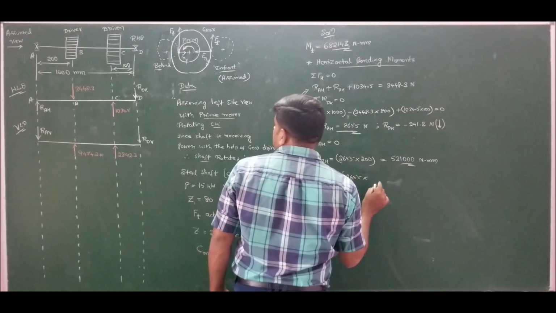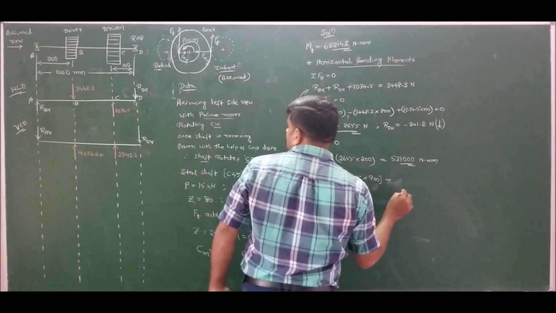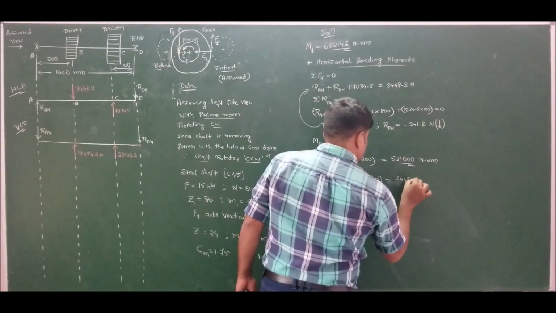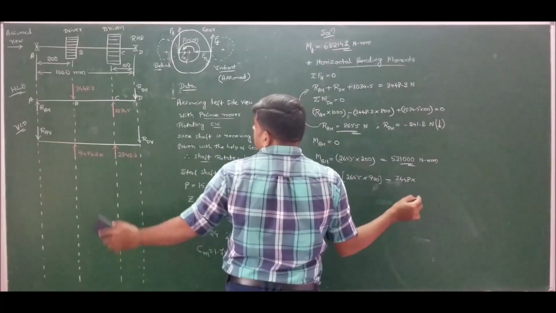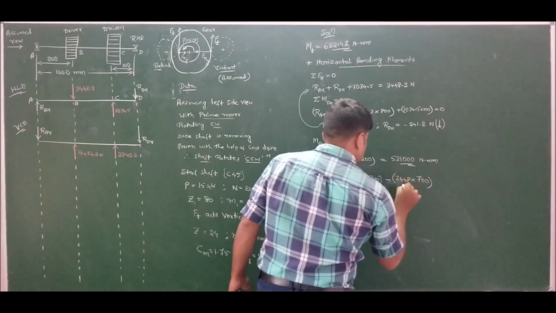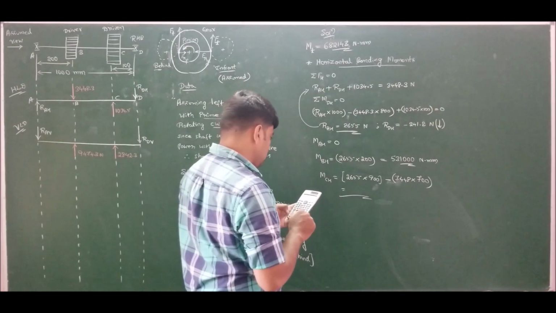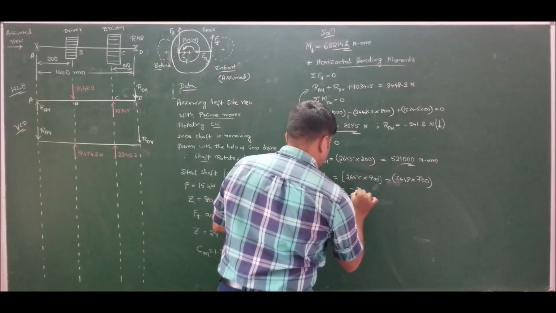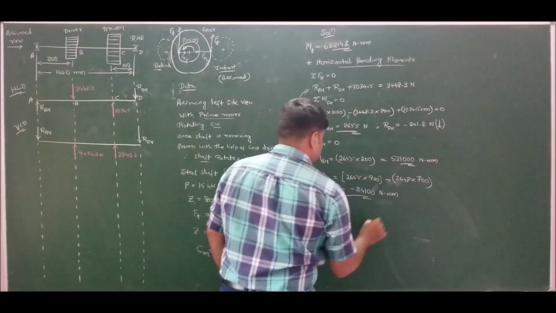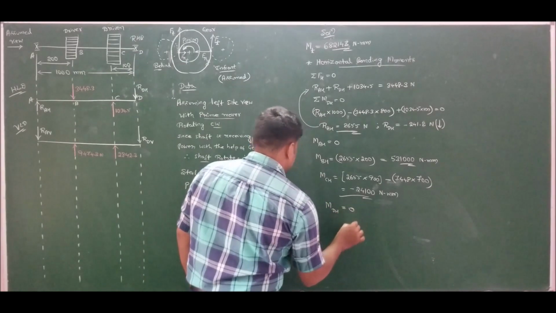Moment about C horizontal will be RA is causing clockwise moment, 2655 into distance is 900, minus counterclockwise moment 3448 into the distance is 700. So MC horizontal will be turning out to be minus 241,000 Newton millimeters, whereas the end RDH must be 0 if you solve.